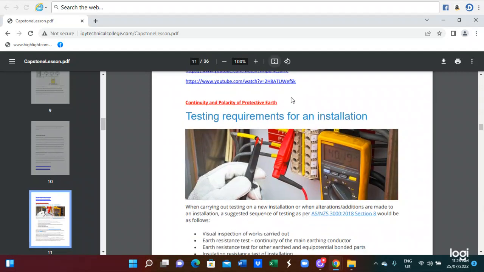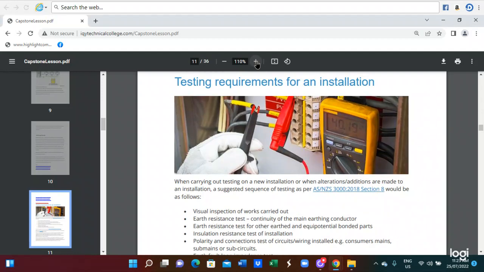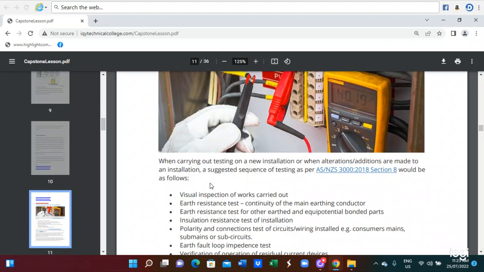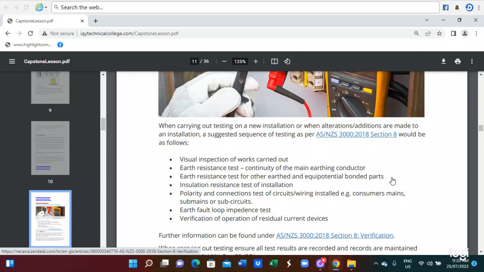So this is testing continuity and polarities, a protective conductor testing requirement for the installation. We have to use it when carrying out testing on a new installation, or when any alterations or additions are made. Then we have to do the sequence of testing by BS 7671:2018, Section 8, which you have to follow. In this case, we have to do the visual inspection. Also, we have to do the other tests: continuity of the protective conductors, and the equipotential bonding, and then the system tests of the installation.